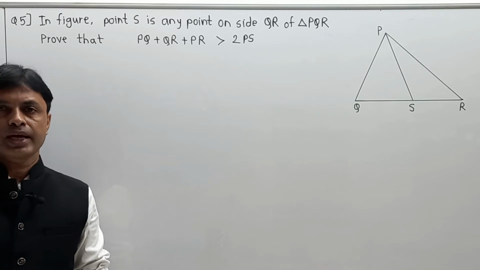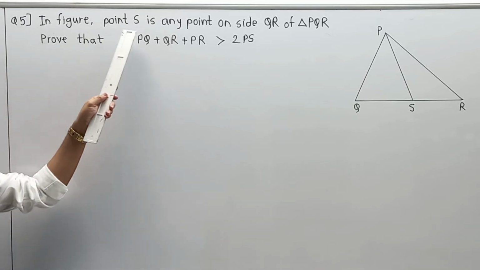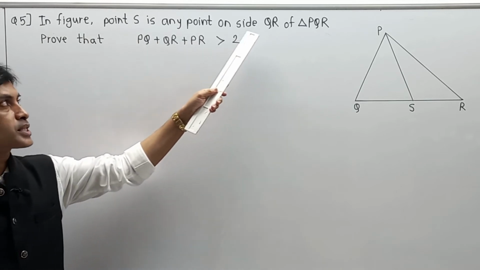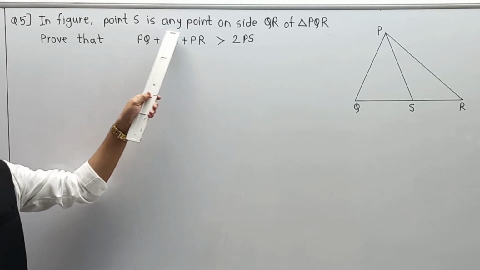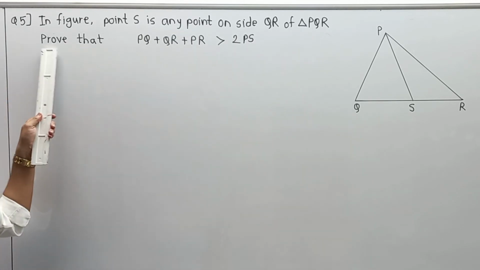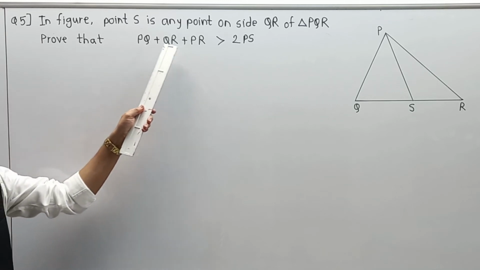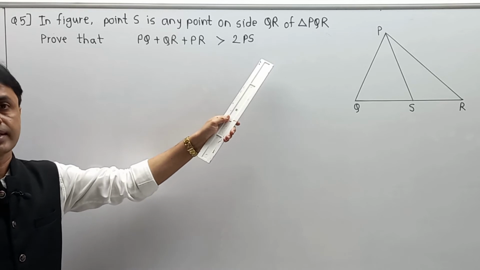Moving to the next question, and the part is question number 5. In the figure, point S is any point on side QR of triangle PQR. Prove that PQ plus QR plus PR is greater than 2 times PS.